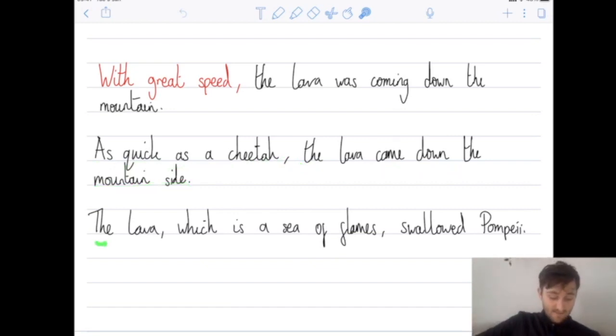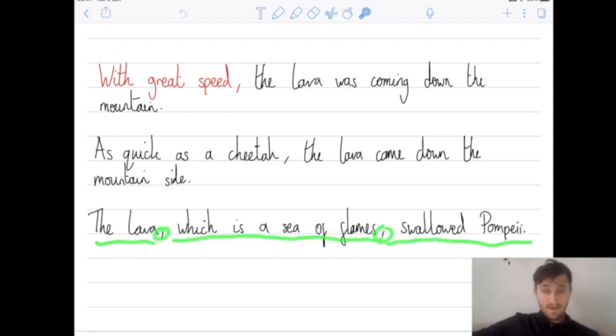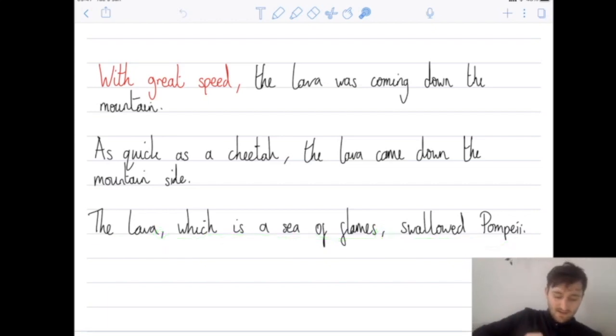And then next, the lava, which is a sea of flames, swallowed Pompeii. So in that sentence, I've got lots of things. I've got my embedded clause in the middle with my word which, with my piece of punctuation. I've then actually got a metaphor, so it is a sea of flames. It's not like a sea of flames, it is a sea of flames, so that is a metaphor. And I've got swallowed Pompeii, because lava doesn't actually swallow, does it? It's not human-like. So this is my personification, swallowed. So I've got lots and lots of different things just in these three sentences alone.